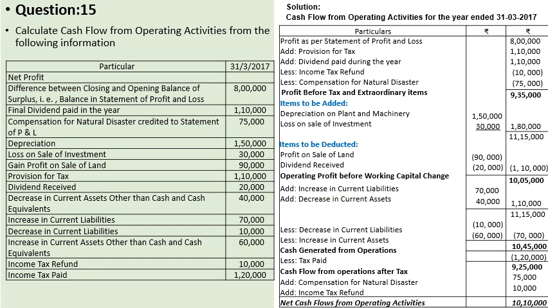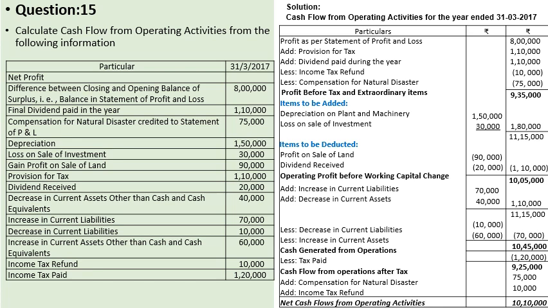to get 11,15,000. From here we will deduct the decrease in current liabilities, that is 10,000, and the increase in current assets, 60,000. That gives you 70,000 less, and after deducting 70,000 we get the cash generated from operations, 10,45,000. So now we have tax paid, 1,20,000. If you minus it, then we get the cash flow from operations after tax, that is 9,25,000.